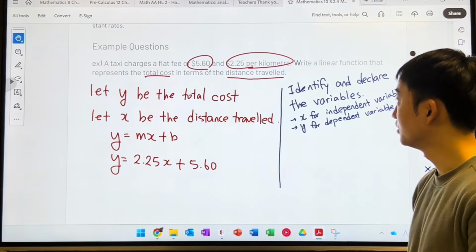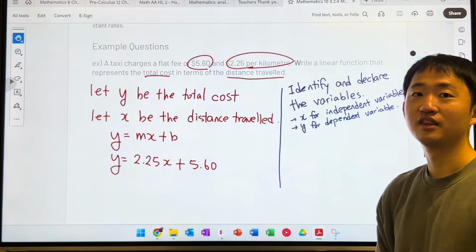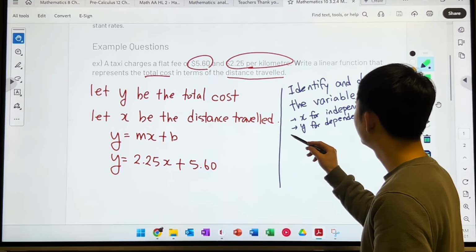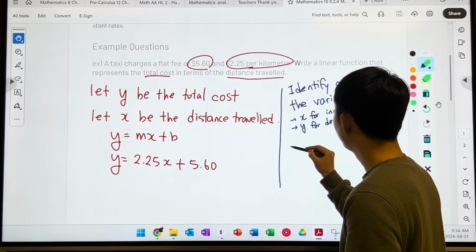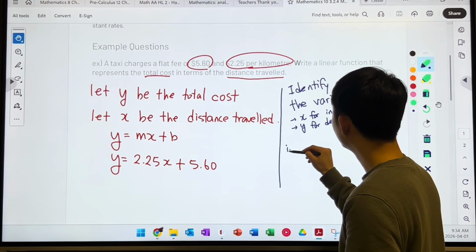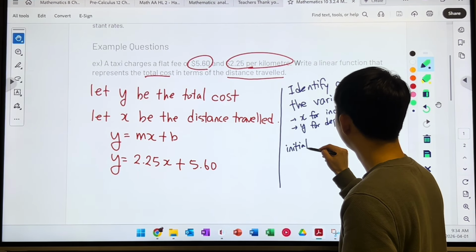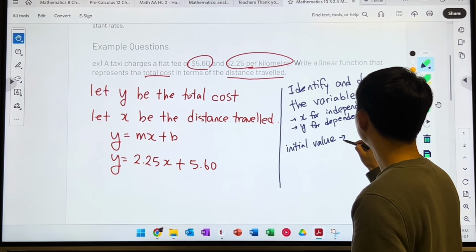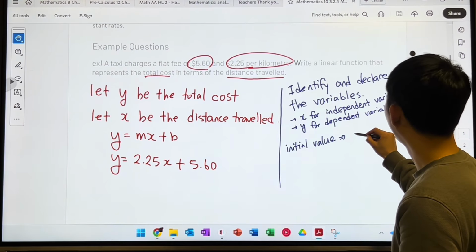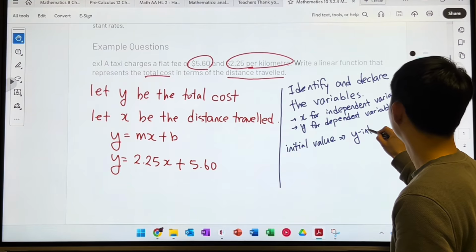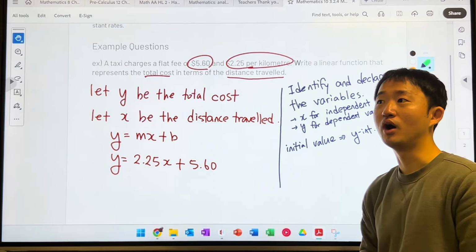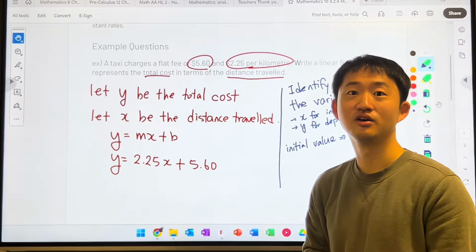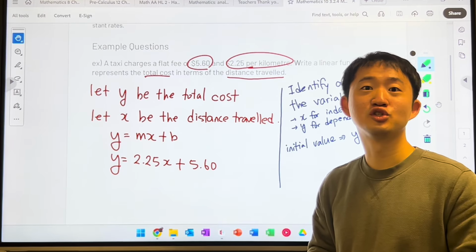After I declared the variables, it's time to identify the meaning of the numbers. We have identified that 5.60, the initial value, is usually translated to a y-intercept. If you understand the meaning of the y-intercept, it's pretty obvious. The y-intercept means when x equals 0. When x equals 0, that's when you start the graph.